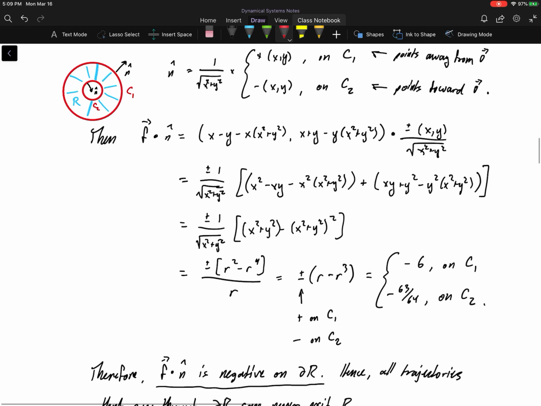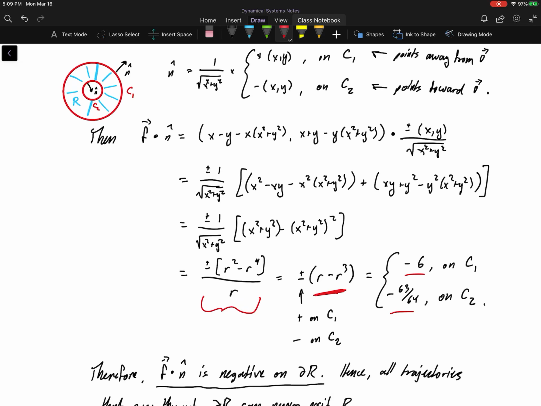Or at least it's better for you to understand when you do something for yourself than just to listen to somebody talk about it. So notice that we wind up down here where we can do this in terms of polar coordinates, with the polar radius. So we wind up with f dot n being equal to this in general. And more importantly, it's negative on both C1 and C2. In fact, it's a constant on both of those, strangely enough.